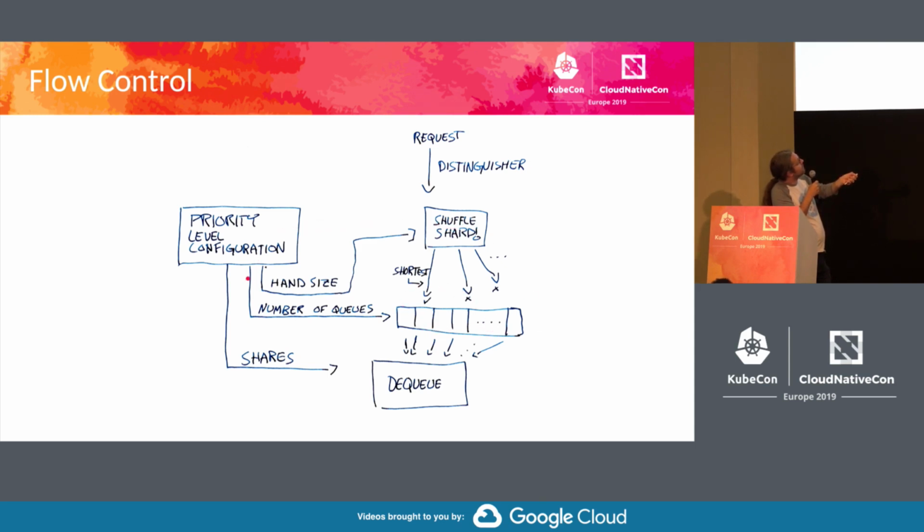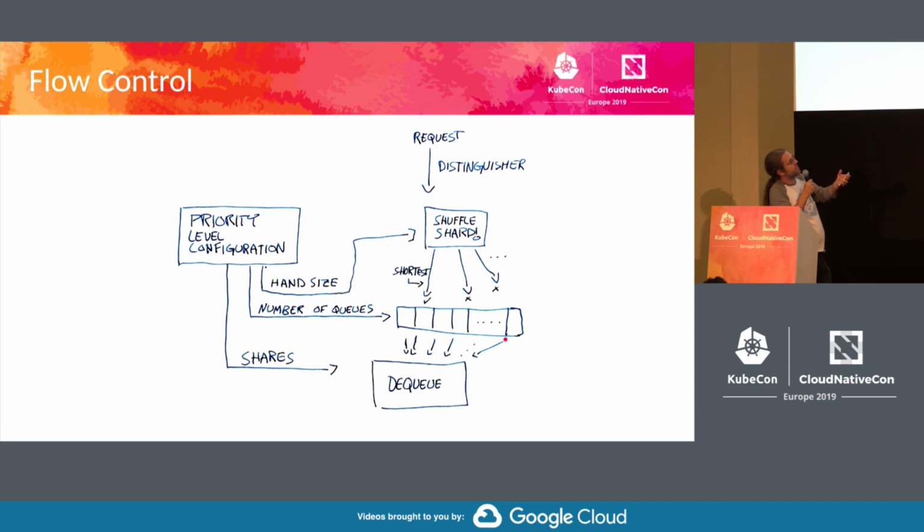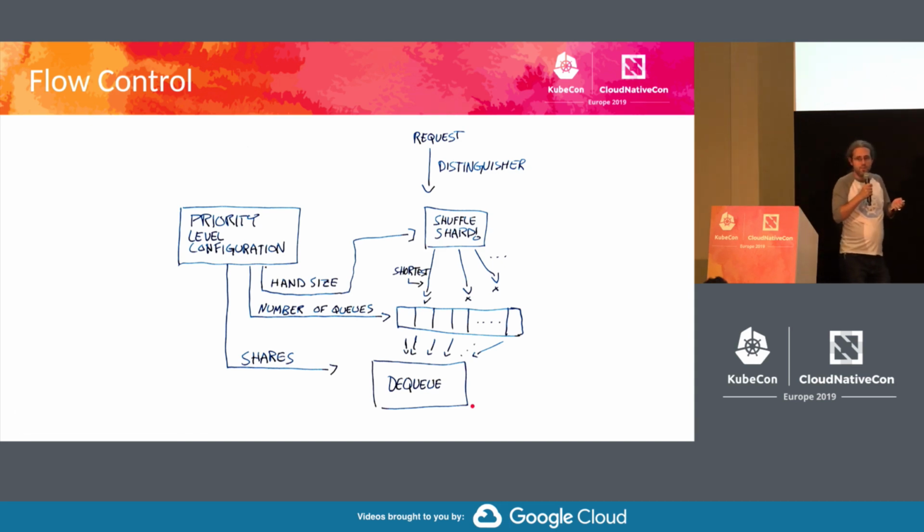The level configuration gives you a hand size and a total number of queues. So you might have 128 queues, and you're going to pick a hand size of like eight cards. The shuffle sharding step gives you 8 choices of queues, and then you pick the one that's the shortest. So what this does is, if you've got someone or some agent sending requests, let's say by namespace, and this one namespace is sending you gobs and gobs of requests.